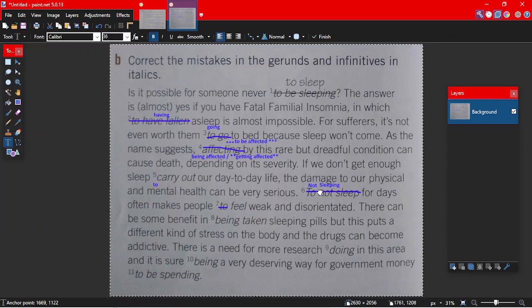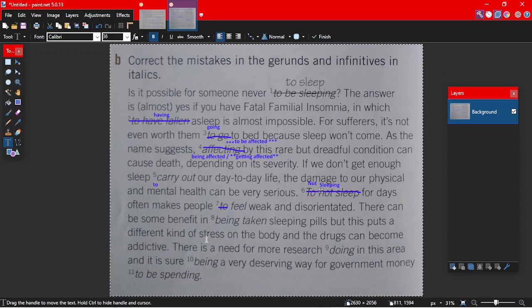Often makes people feeling weak and disorientated. I think this one comes in infinitive, but without the to, right? Like feel weak. That's it, I think. The to is extra, right? Makes people feel weak. Okay. You make someone feel bad, you make someone feel well. It's like infinitive, yeah.